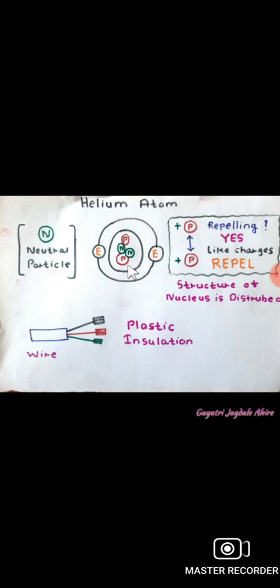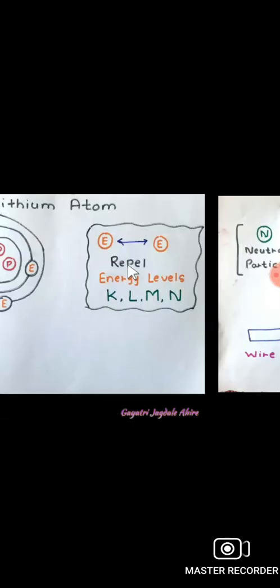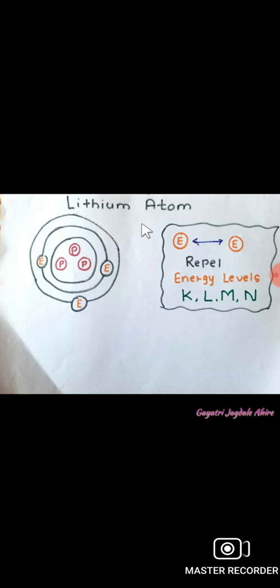Secondly, consider the atom of lithium. There are 3 protons in the nucleus of the lithium atom and 3 electrons revolving around the nucleus. Just like protons, electrons also repel one another. But there is not only one energy level in the lithium atom. There are 2 shells or 2 energy levels in the lithium atom.